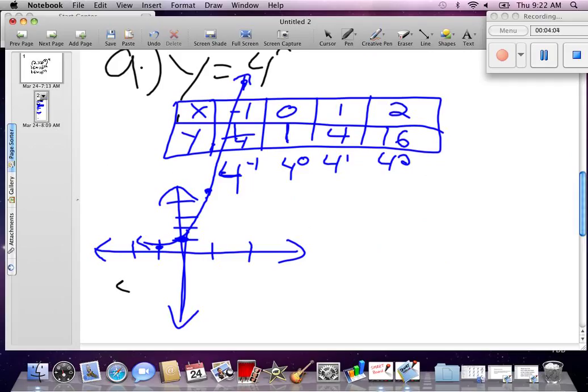No, because it's above 16. The top of your graph does not go to 16. So you draw the lines until it goes up to 16.